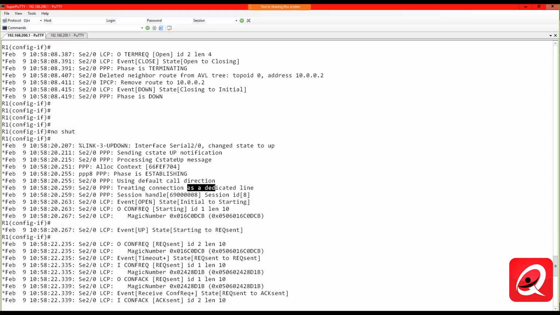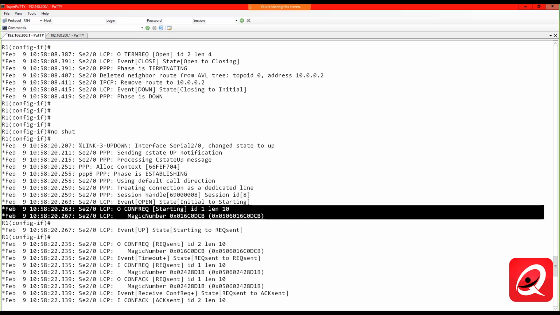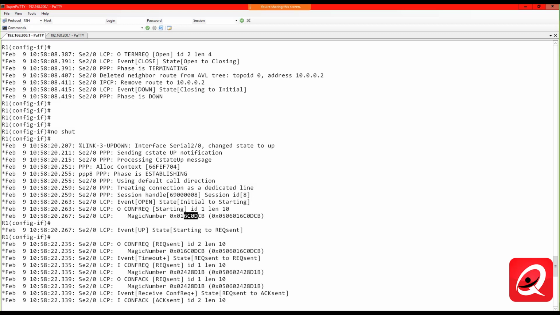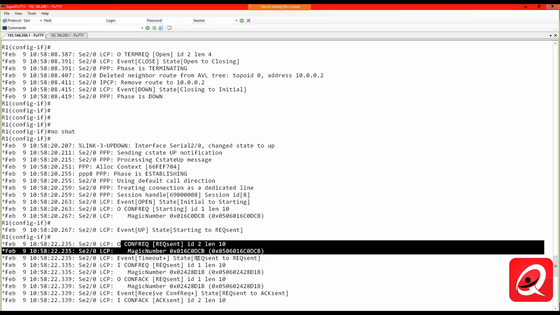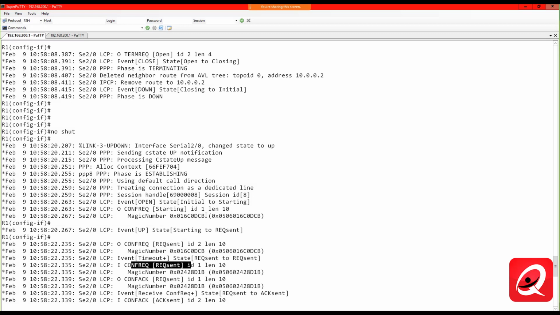All right. This is a dedicated circuit. We don't really care about these IDs or whatnot, but this is essentially the part that's important here. You can see that I'm sending a configuration request message out the link, identifying what my magic number is for my session. Okay? So I'm saying, okay, the session is starting. I've sent a request. Again, another configuration request. Another configuration request, and you can see in this case the magic number has changed in this process.